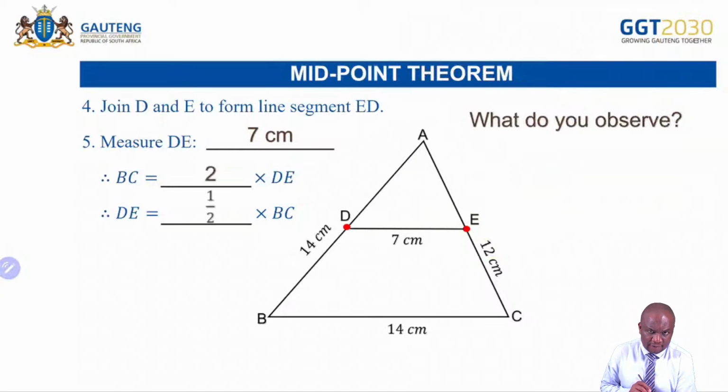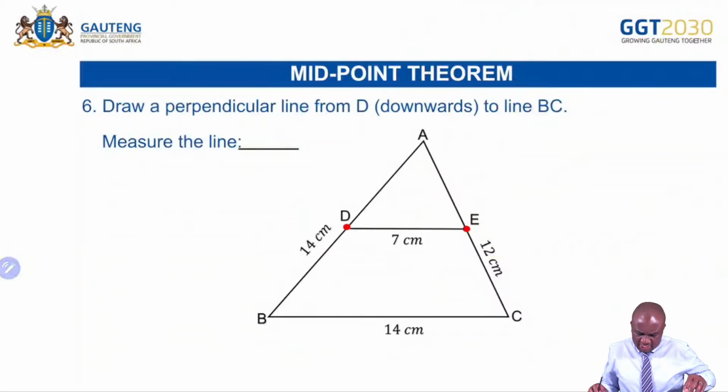Okay? Right. That's the first component for the midpoint theorem. There's one more thing that we need to check. I want us to do this. Let's measure the perpendicular distance between DE and BC, the perpendicular distance between these two lines.